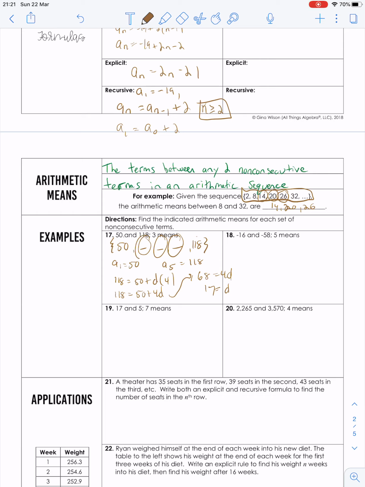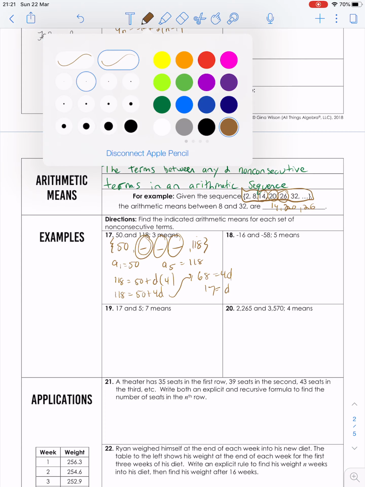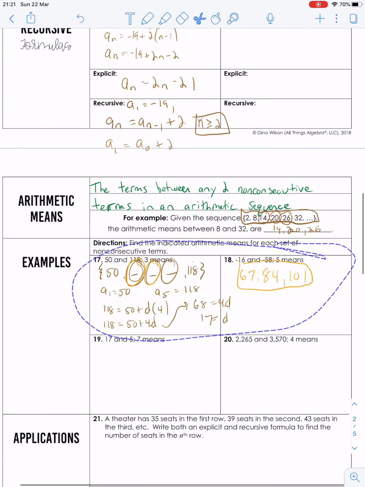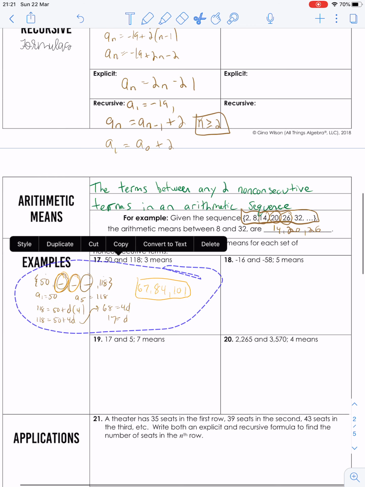So this one, let's change colors. First one's going to be 67, because we're adding 17. Second one's going to be 67 plus 17, which is going to be 84. Yep, 84, and then 101. I'm getting tired here. All right, so let's cut this guy. And, there we go. All right, number 18, same idea.